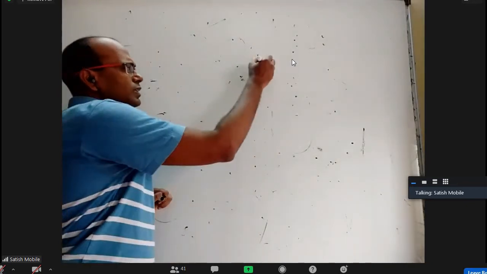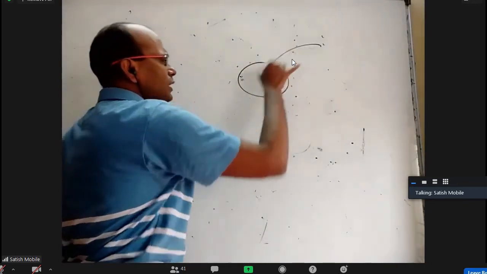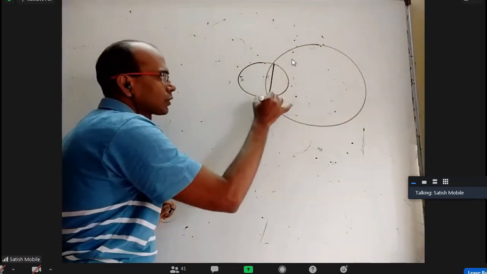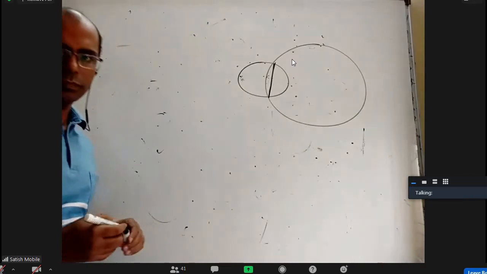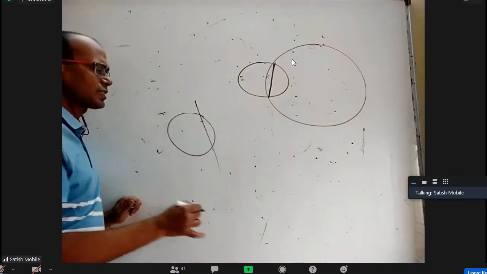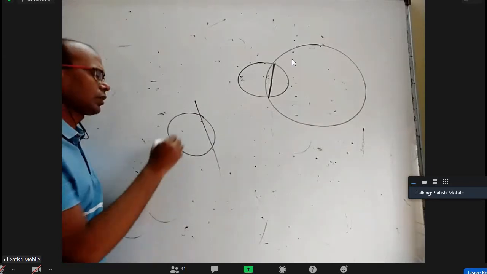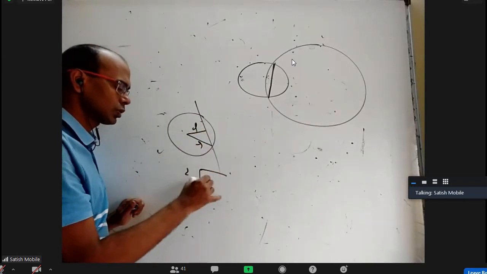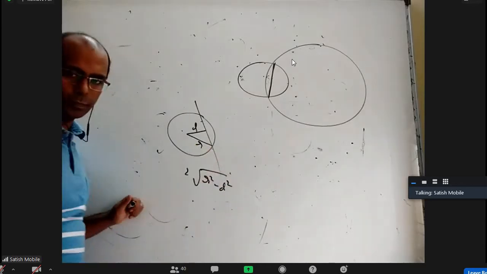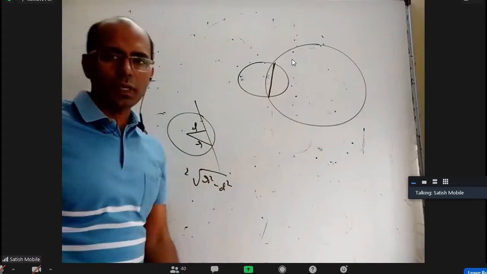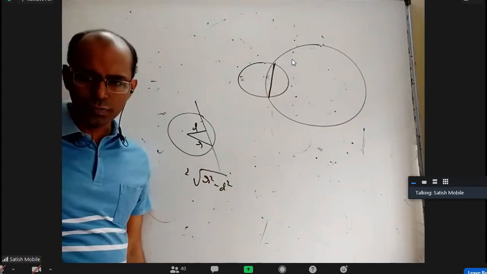Next, this question is very common. They'll give two circles and they'll ask the length of the common chord. If a circle and a line are given, we have a formula for the length of the chord. What is that? If the perpendicular distance is d and the radius is r, it is 2 root of r square minus d square. If two circles are given and they want the common chord, does anybody have an idea how to do this?